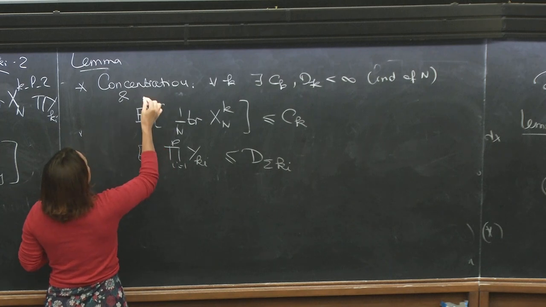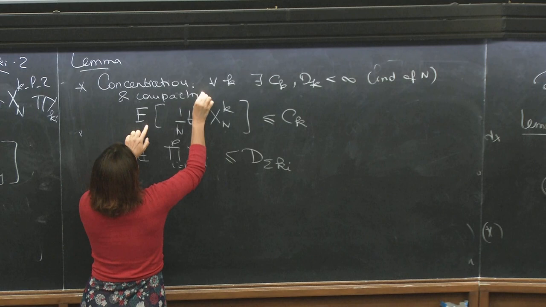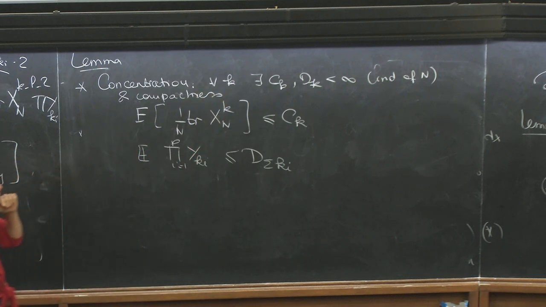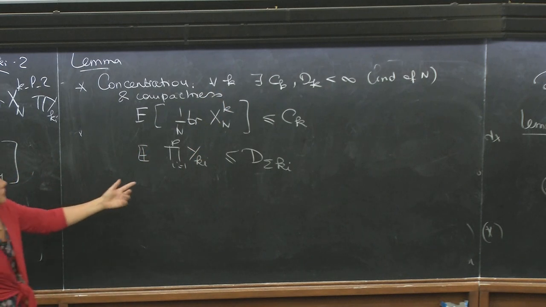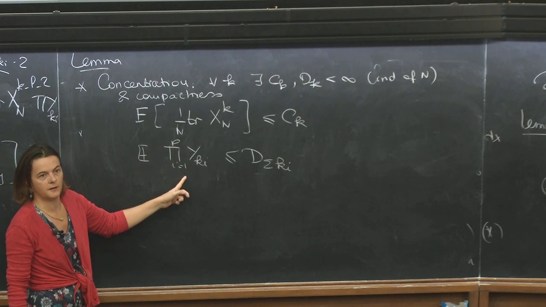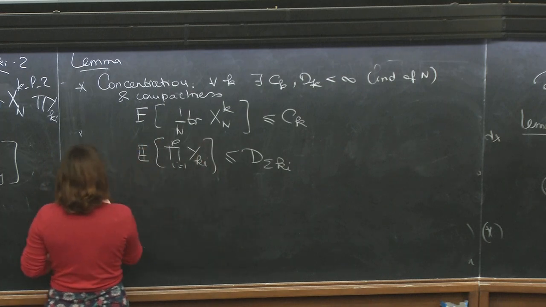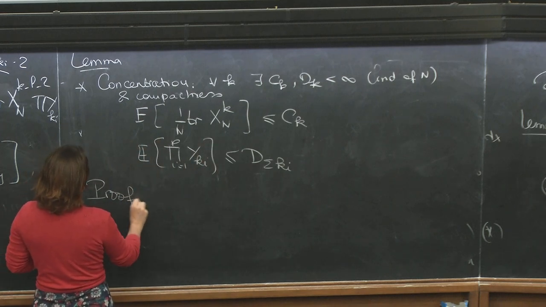Concentration and compactness somehow. So this is somehow the compactness. And this is a concentration of measure because it shows you that the trace is very close to its expectation in moments. And so the proof is very easy, it's just by induction.